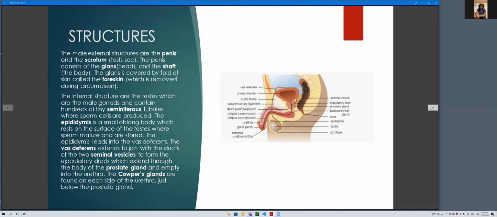The internal structures are the testes, which are the male gonads and contain hundreds of tiny seminiferous tubules where sperm cells are produced. The epididymis is a small oblong body which rests on the surface of the testes, where sperm mature and are stored. The epididymis leads into the vas deferens. The vas deferens extends to join with the ducts of the two seminal vesicles to form the ejaculatory ducts, which extend through the body of the prostate gland and empty into the urethra. The Cowper's glands are found on each side of the urethra, just below the prostate.